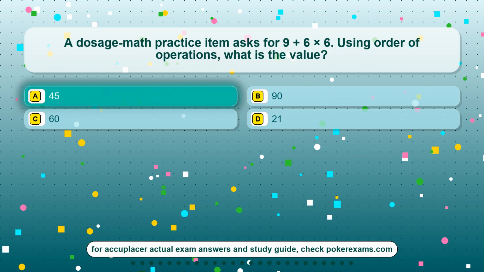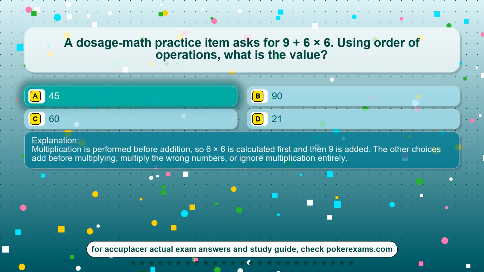The correct answer is option A, 45. Multiplication is performed before addition, so 6 times 6 is calculated first and then 9 is added. The other choices add before multiplying, multiply the wrong numbers, or ignore multiplication entirely.